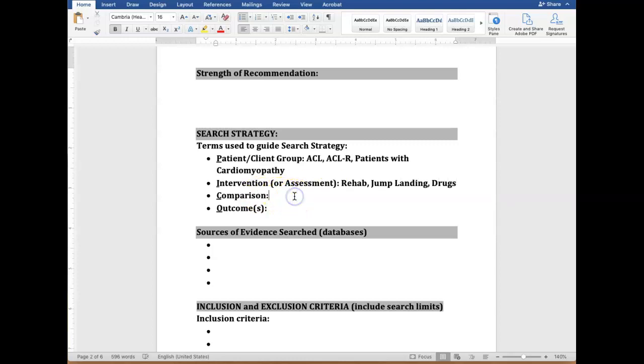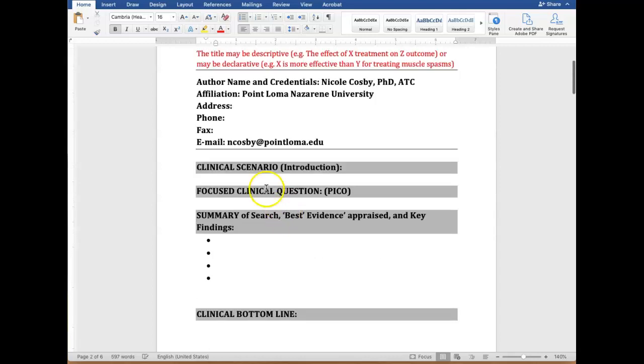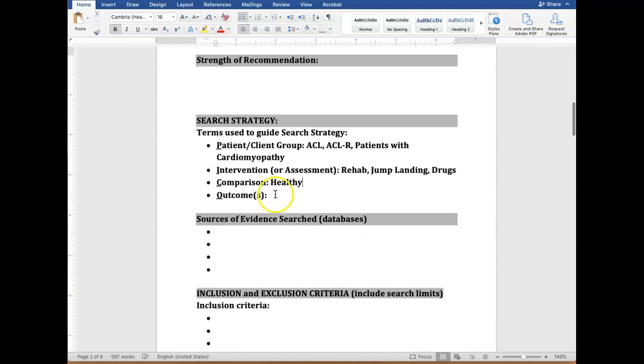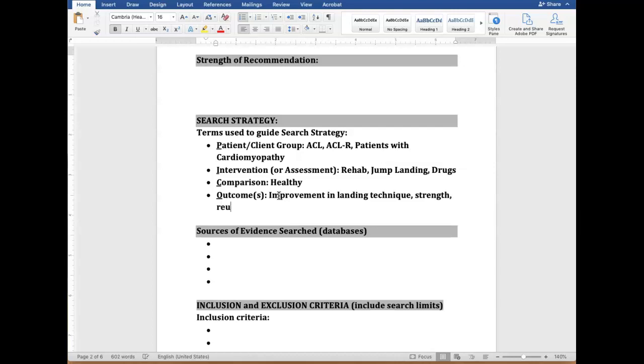And then you're always going to have the comparison group. So if we had ACL, then maybe we had healthy individuals, right? And then the outcomes are important. The outcomes tell us what we're actually looking at. So in an ACL patient, it might be improvement in landing technique. It could be strength gains. It could be reduction in blood pressure for a cardiomyopathy patient. It could be all kinds of different things, but you get my point, right?